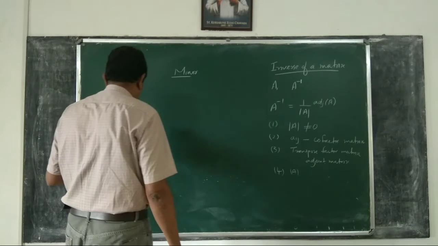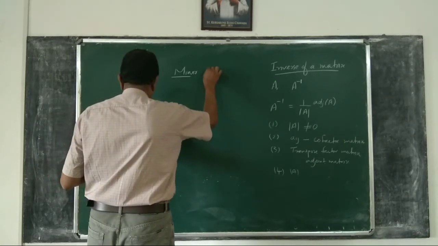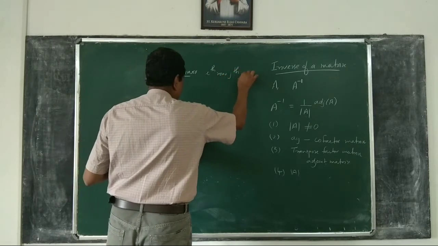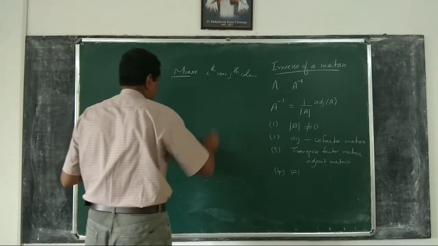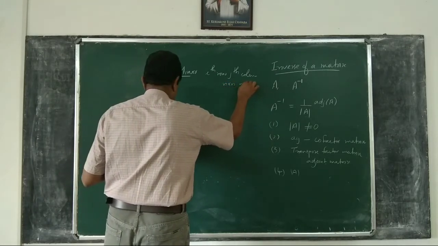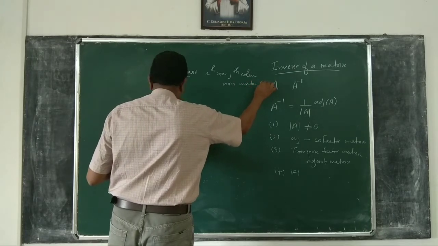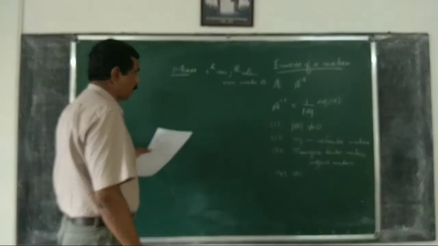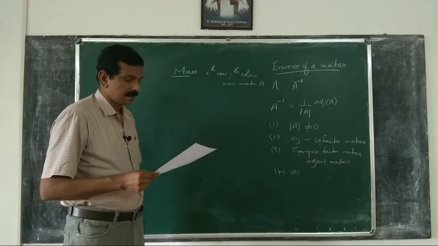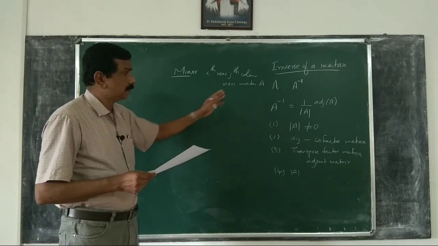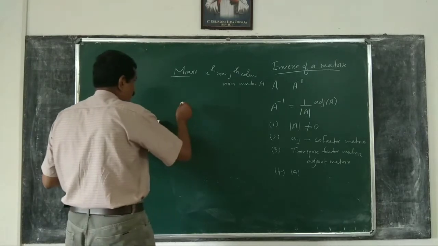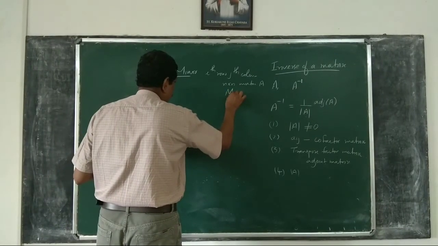Now, what is a minor? If the ith row and jth column of an n by n matrix A is deleted, the determinant of the resulting submatrix is called the minor of Aij. Let us see how it is. It is denoted by Mij.